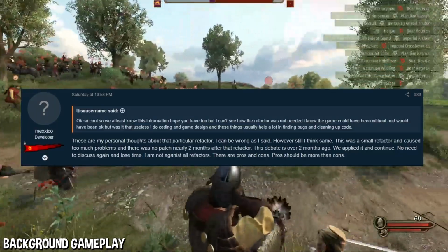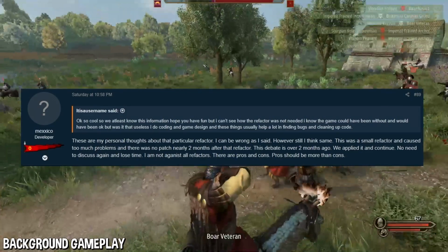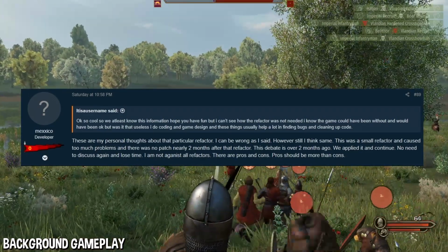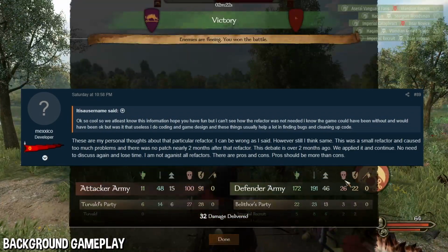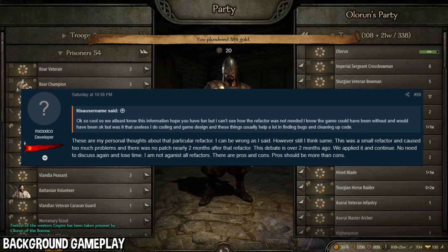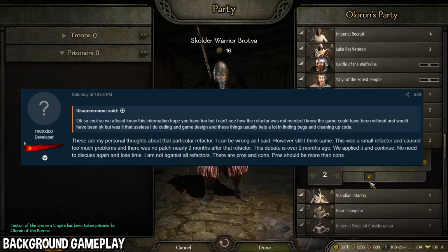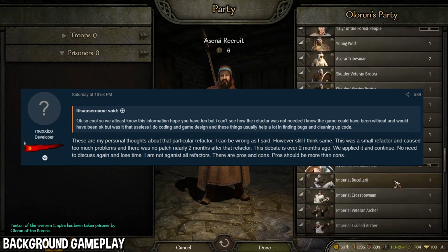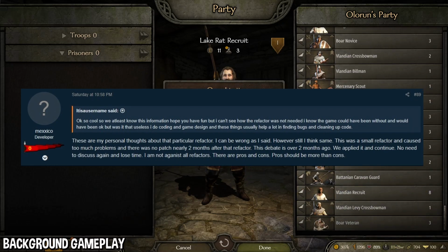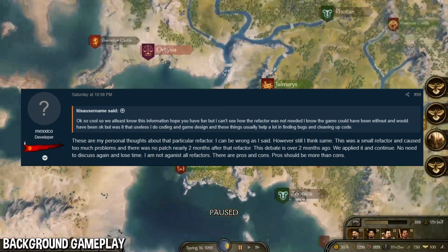Fourth, we have a player asking about the refactor that happened months ago and asked why this particular dev, which is Mexico, did not agree with it. So we did cover this when it came out that he did not agree with it, and he gave his reasoning, and now he's pretty much responding to another person. So the dev responds and states that this is his opinion and that he can be wrong, but he still holds the same opinion. He states that the small refactor caused way too many problems and resulted in 2 months without a patch. And in his original post, he said the refactor really only took like a day.